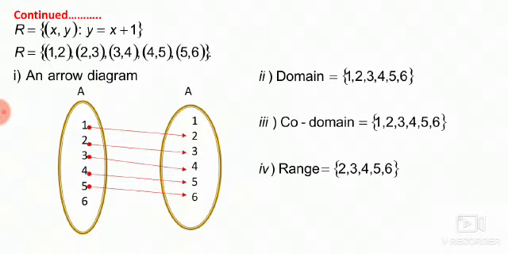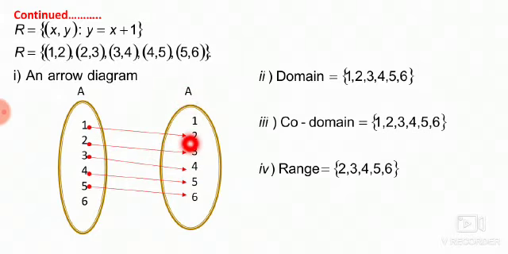Now the second one is you have to write the domain of the relation. The domain of the relation is nothing but 1, 2, 3, 4, 5. 6 is not the domain of the relation. It is a member of the given set, but it is not the domain of the relation. Likewise, we can write the codomain. The codomain elements are 1, 2, 3, 4, 5, 6. The elements of the second set are called the codomain.